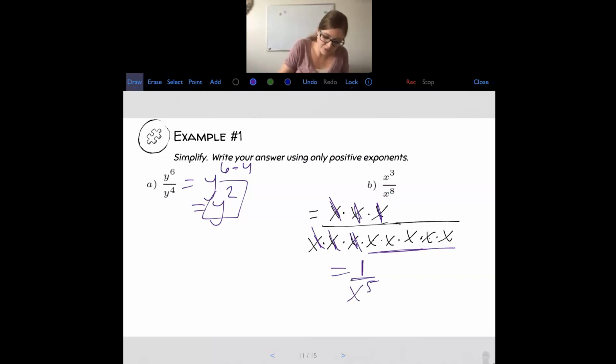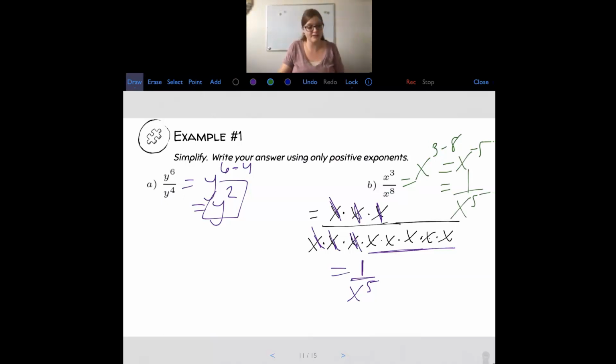Okay, if you use the rule, you would get x raised to the 3 minus 8, which is x to the negative 5, and you would have to make sure your exponent is positive.